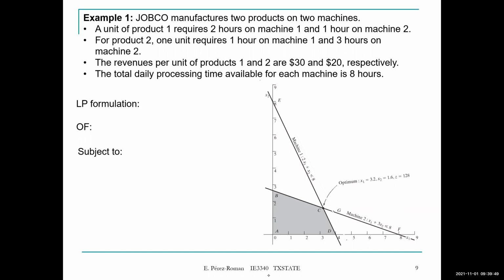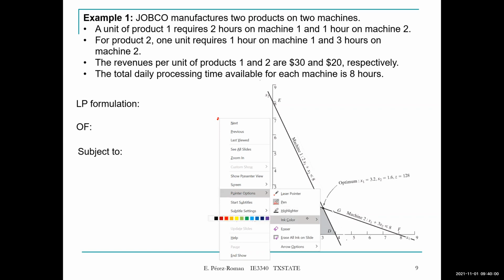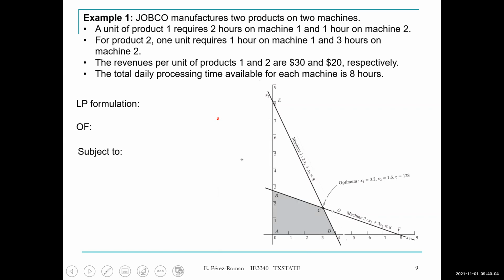So for the formulation of this problem, we're going to have a couple of decisions to make. Our decisions are going to be Xi, which are the units of product i. So how many units of each product are you going to produce? In this case, we have only two. The objective function is to maximize profit, which is 30 for X1 and 20 for X2.